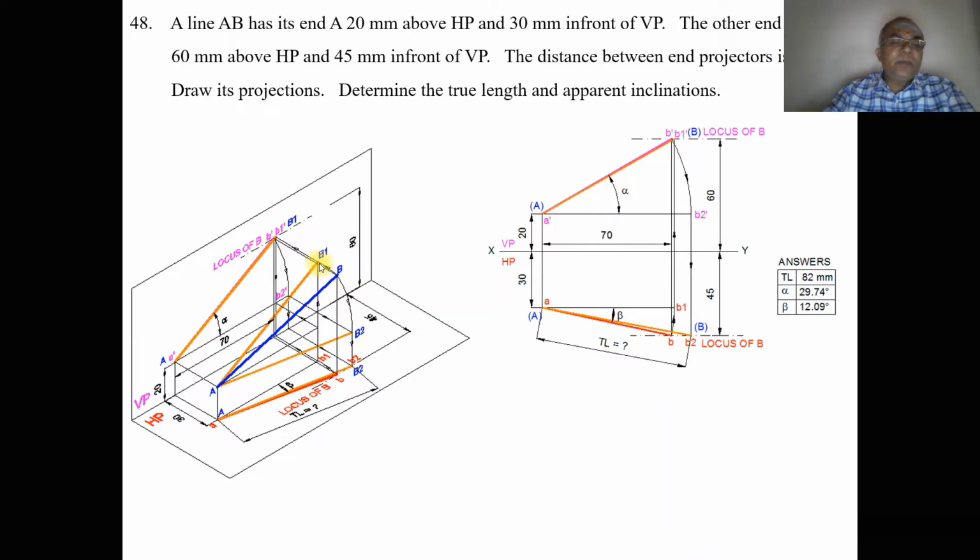How to make that parallel to VP? A is in front of VP by 30 mm, so B should also be in front of VP by 30 mm. So with A as center, taking the radius of AB, when you rotate, B is going to make B1, so that B1 is also in front of VP by 30 mm. Capital A is also in front of VP by 30 mm, therefore the line is parallel to VP. Since the line is parallel to VP, you are getting the true length in VP. When it is projected, you are going to get it as B1 dash. So you are going to have capital A and capital B1 here. This is the line which is going to be the true length.